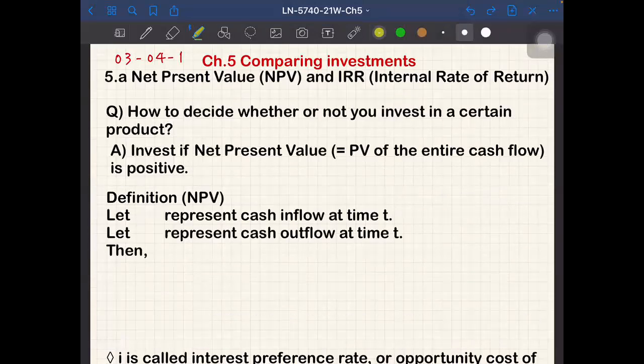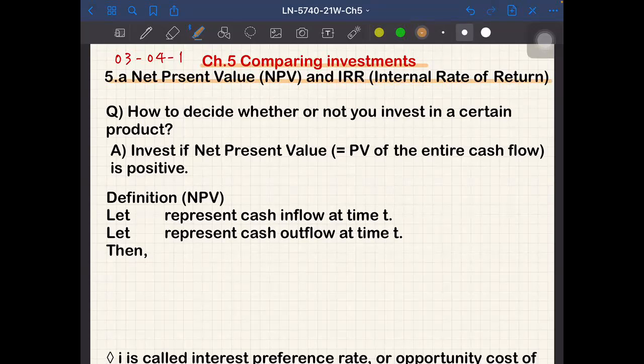Hi, we start a new chapter, chapter 5, comparing investments. This chapter discusses a more subjective view from the investor's point of view about the value and also the interest rate. Okay, so 5.A, the net present value and the internal rate of return. So we define these two concepts and do some examples.